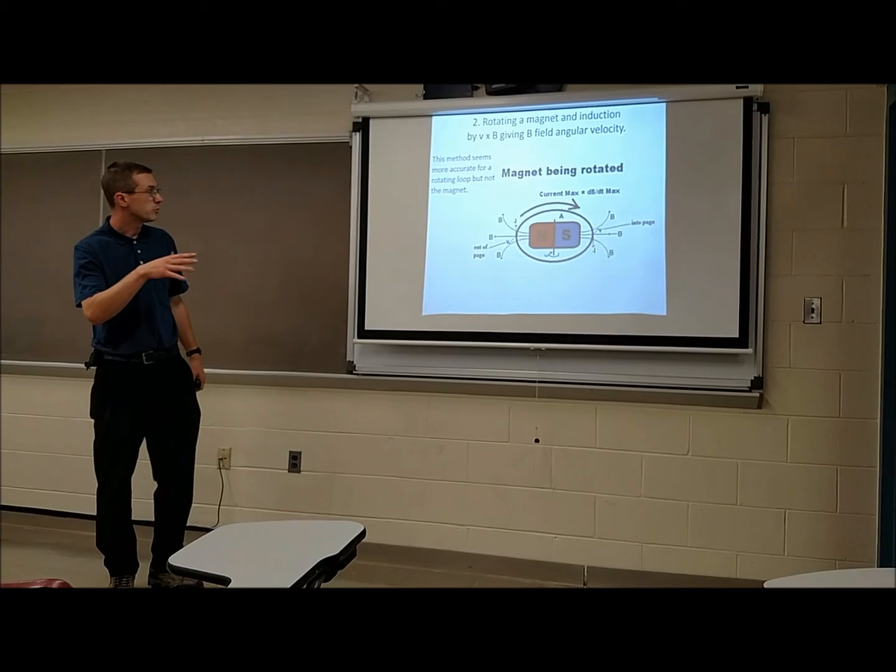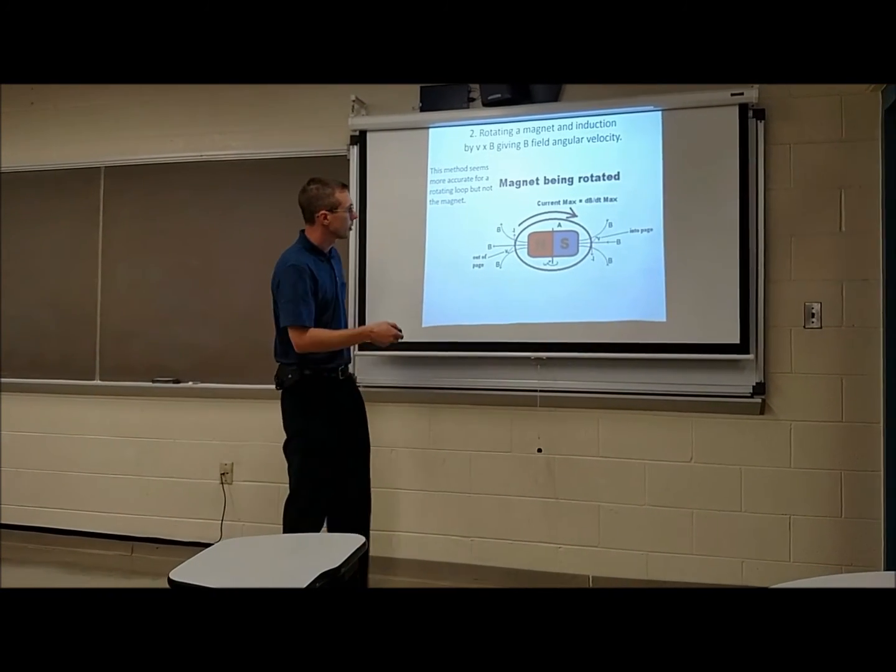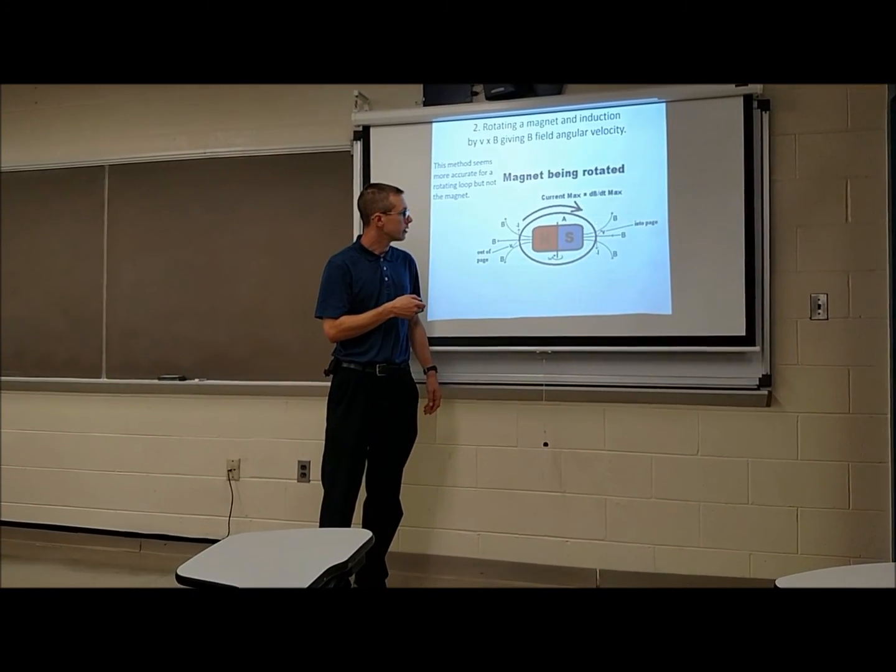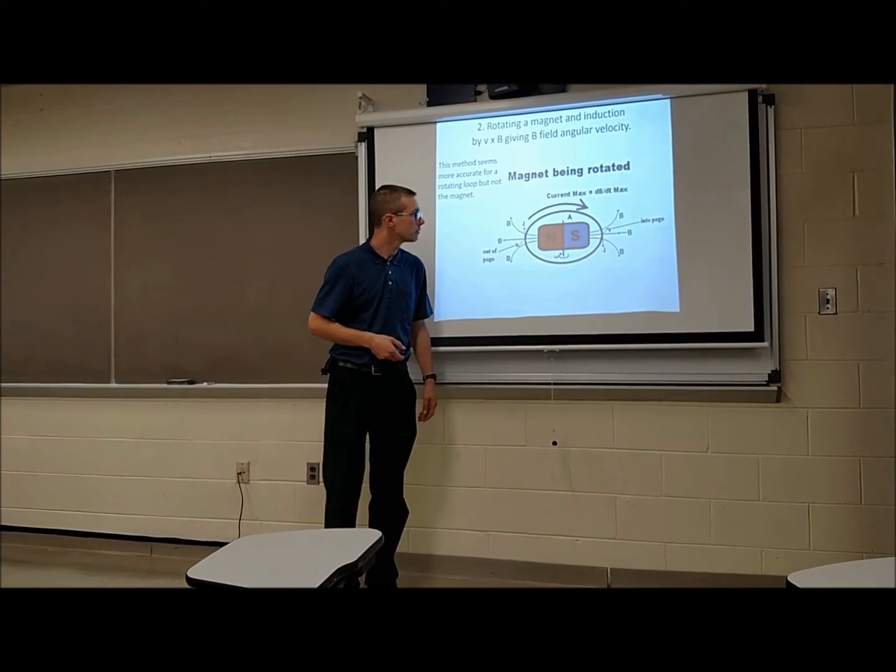Then by V cross B, we should have the electric field pointing up here, but then the negative current is down.